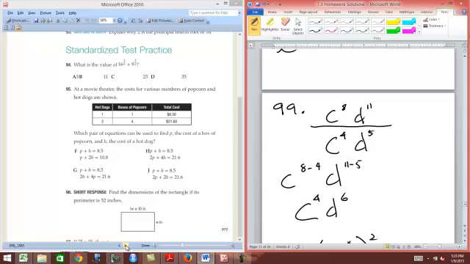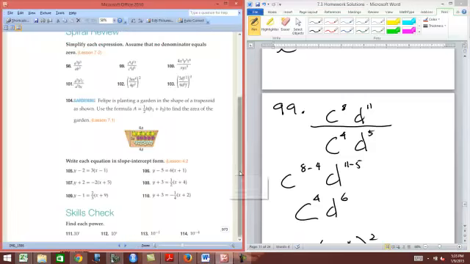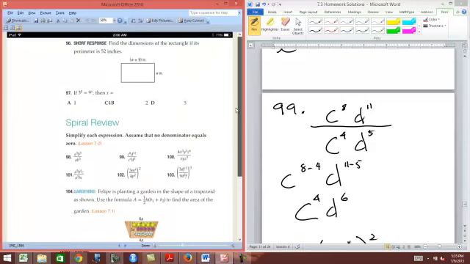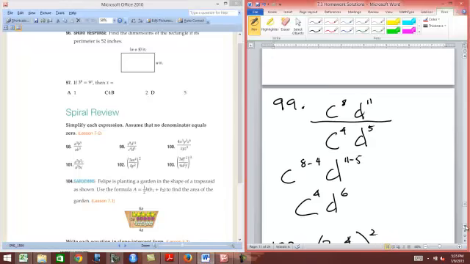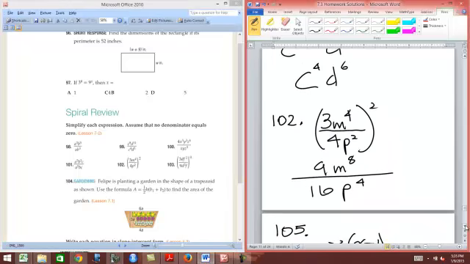99. What's 99 all about? It's just simplification, it looks like. C to the 8th over D to the 11th. C to the 8 minus 4 over D to the 11 minus 5. C to the 4th, D to the 6th. We're doing a square. Pretty self-explanatory. 9 M to the 8th over 16 P to the 4th.